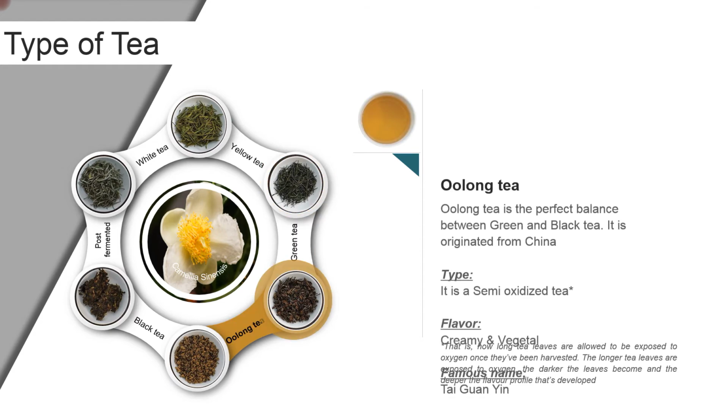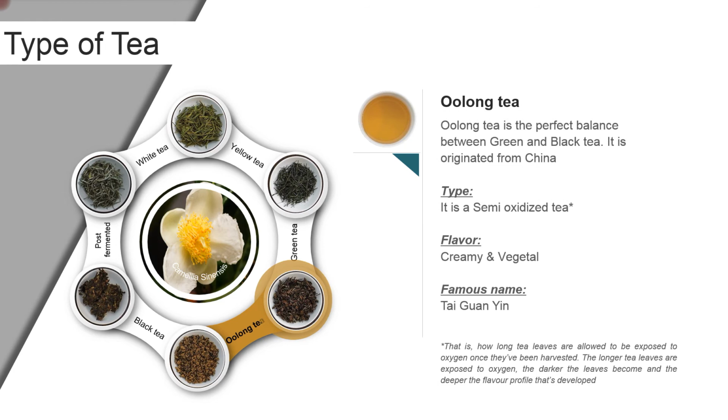The fourth one, oolong tea. Oolong tea is the perfect balance between green and black tea. It originated from China. This type of tea is semi-oxidized tea and the flavor is creamy and vegetal. The famous name of this oolong tea is Tai Guan Yin.